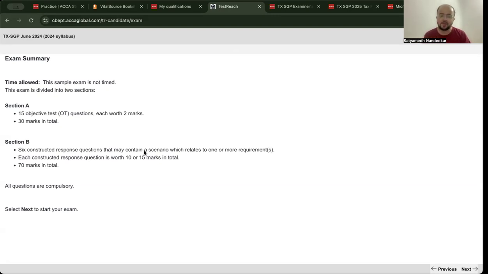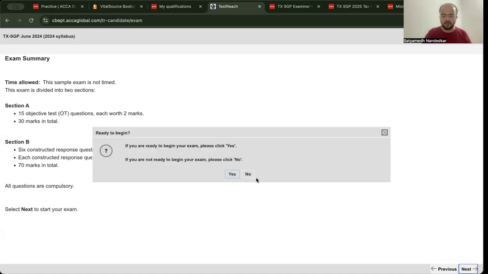The pattern of this paper is quite different as compared to the other skill level papers that you have seen. Your section A, as you can see on your screen, will have 15 objective type questions of 2 marks each, coming to a total of 30 marks. And you will have section B, which has 6 constructed response questions that may contain a scenario which relates to one or more requirements. Each constructed response question is worth 10 or 15 marks in total, and that would be a total of 70 marks.